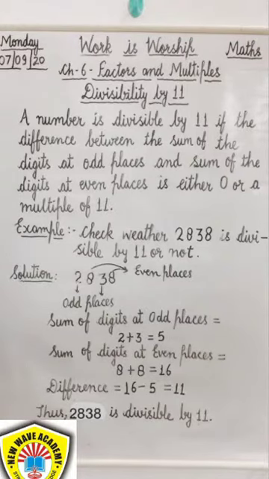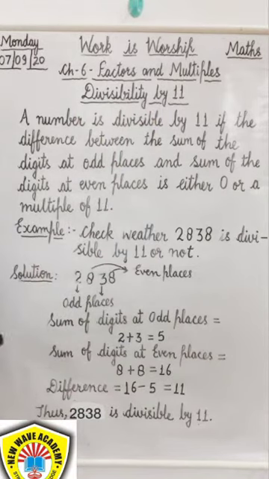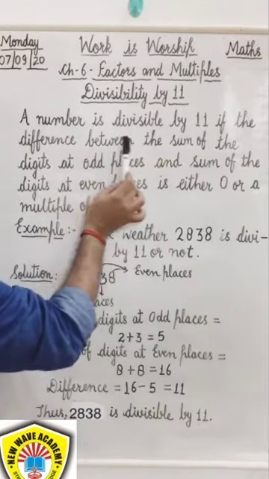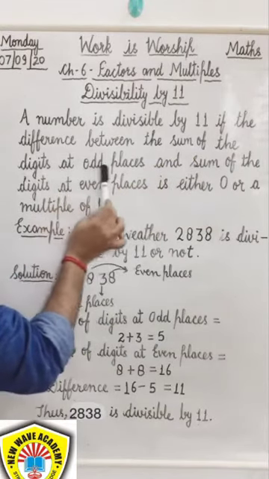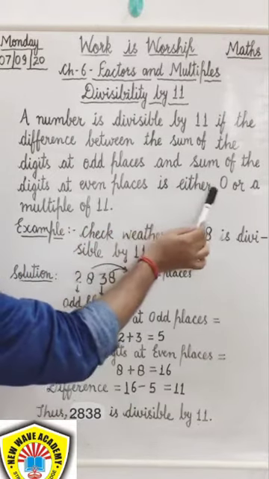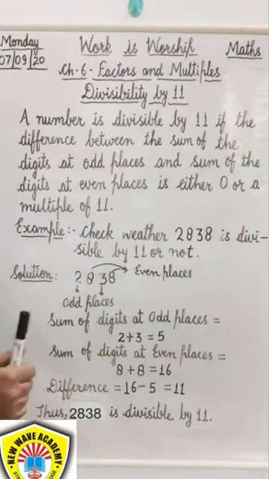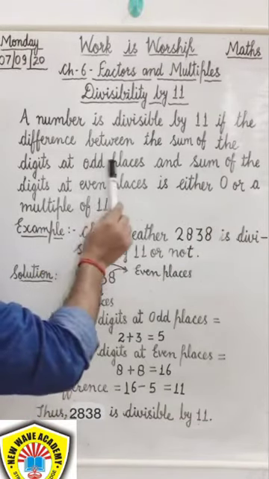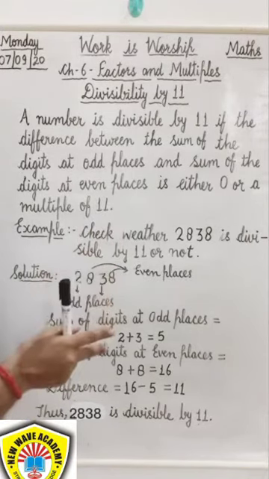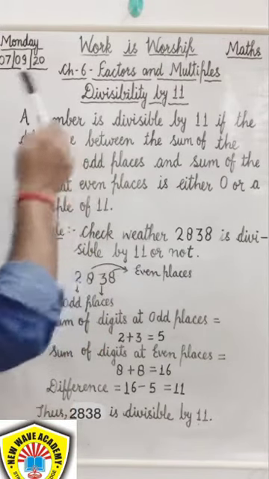So students, we will start our today's class with the divisibility rule of 11. The divisibility rule of 11 says, a number is divisible by 11 if the difference between the sum of the digits at odd places and the sum of the digits at even places is either 0 or a multiple of 11. So 11 से वही नंबर डिवाइड होंगे जिनकी ऑड प्लेस की डिजिट का सम और इवन प्लेस की डिजिट्स का सम दोनों का डिफरेंस 0 या 11 का कोई मल्टीपल आएगा, then the number is divisible by 11.